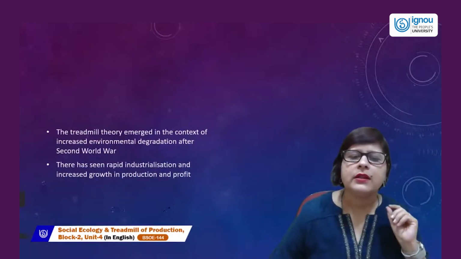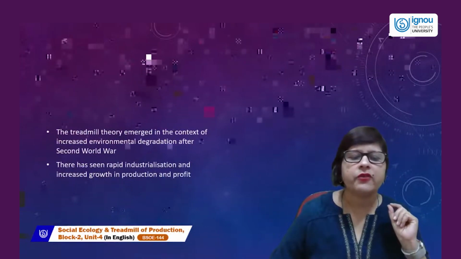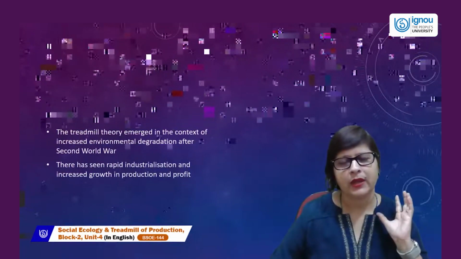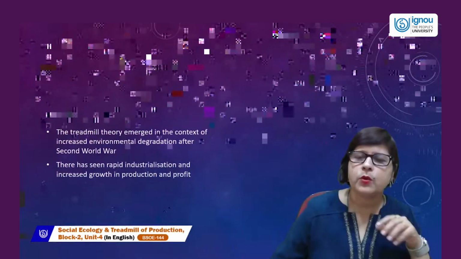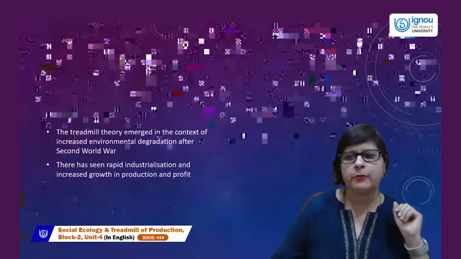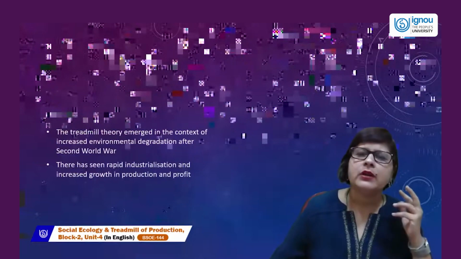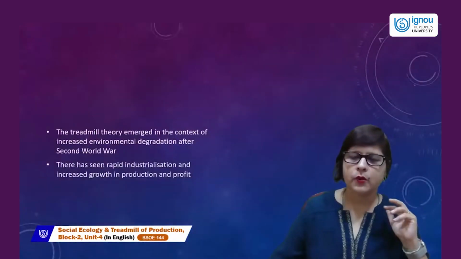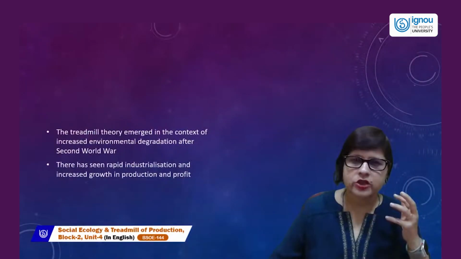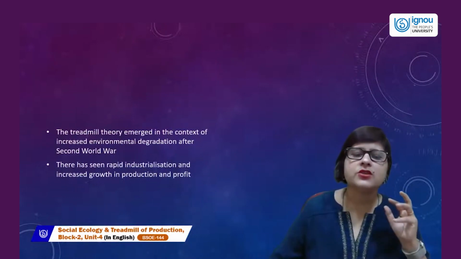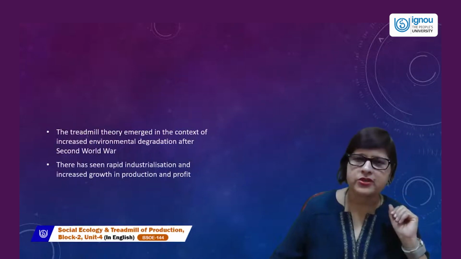The treadmill theory emerged in the context of increased environmental degradation after the Second World War. There was industrialization and increased growth of production and profit. The Second World War impacted our ecology drastically, and after World War II, there was rapid industrialization in the United States of America, and there was an increased growth of production and profits, right?